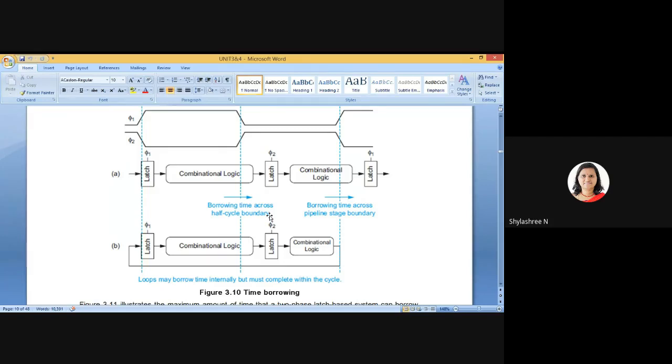So this time borrowing can accumulate across multiple cycles. Are you getting it? The time borrowing can take multiple cycles. But if you see the second method, what is the advantage in the second method? If you're looking at this diagram, what can you say?